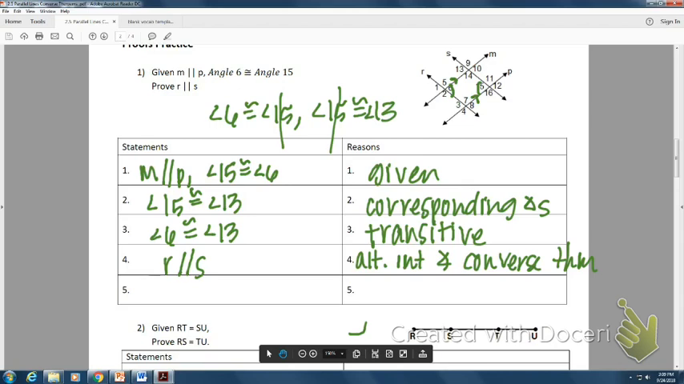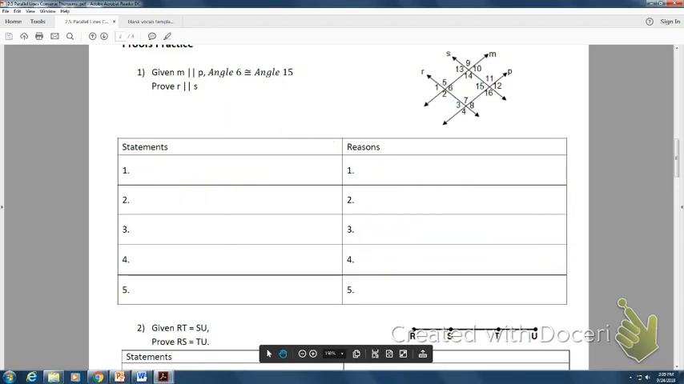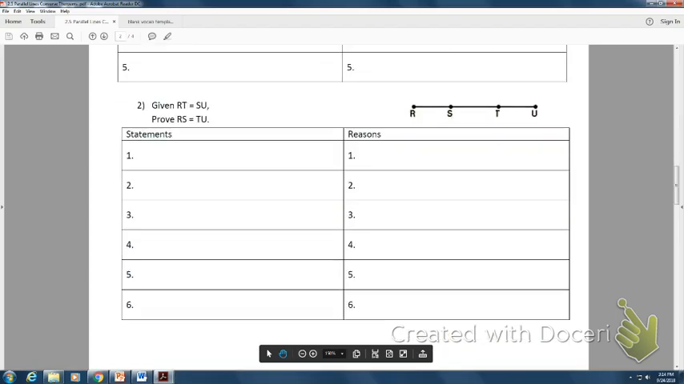The next one doesn't necessarily have to do with angles, but it is an important one. Hopefully some of you have seen this one and done it on homework already. Anybody recognize this one? Okay, good. RT is congruent to SU. Prove RS is equal to TU. What's going in number 1? Very good, and why is that? Given. When we share a piece, what do we have to do? ST equals ST because of?